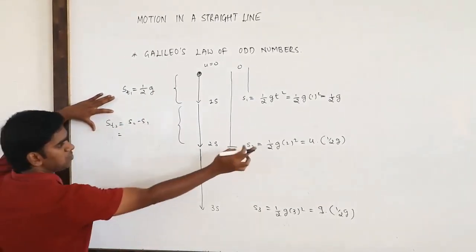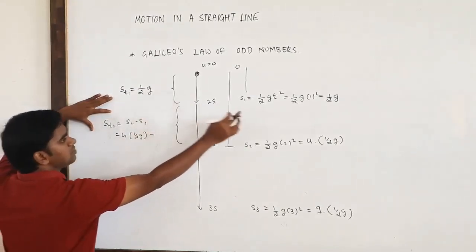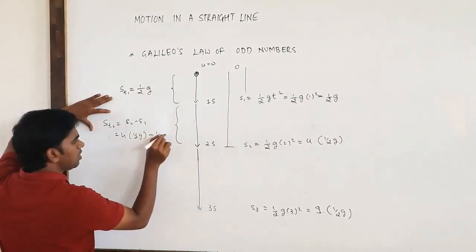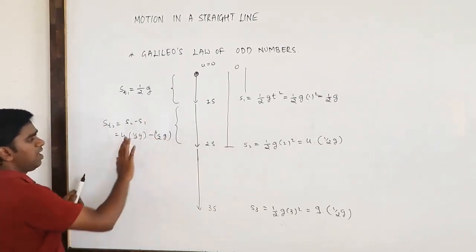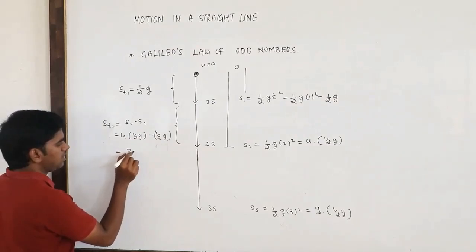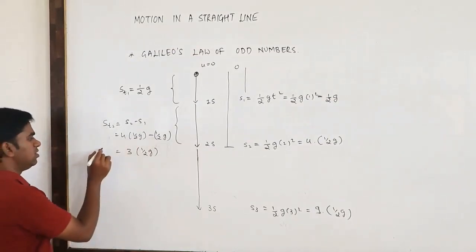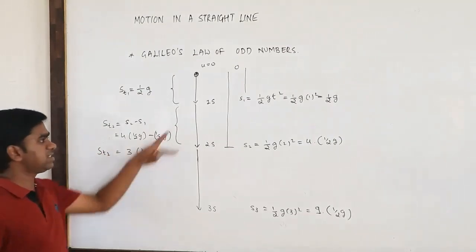S2 is 4 into half g, minus S1, which is half g. Take half g as a constant: 4 minus 1 is 3. So you can write it as 3 into half g. Half g is a constant. This is the distance traveled in the next second.